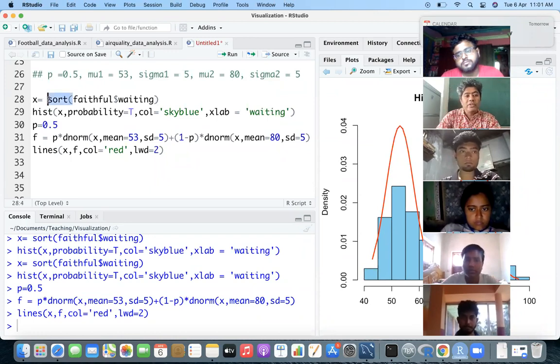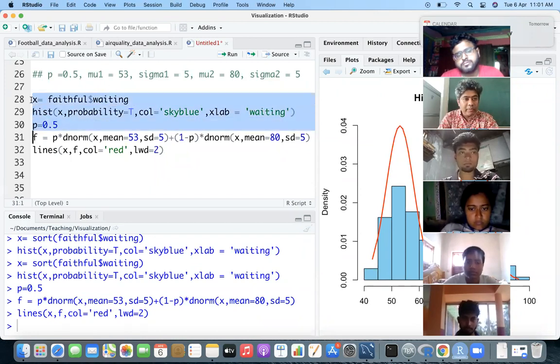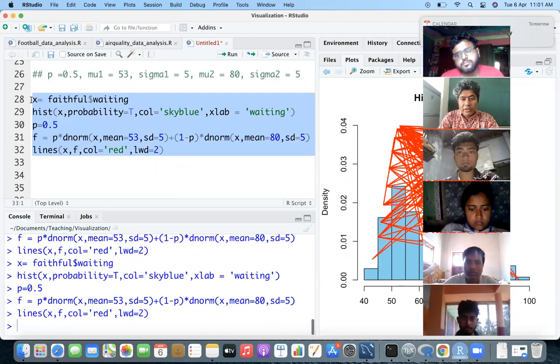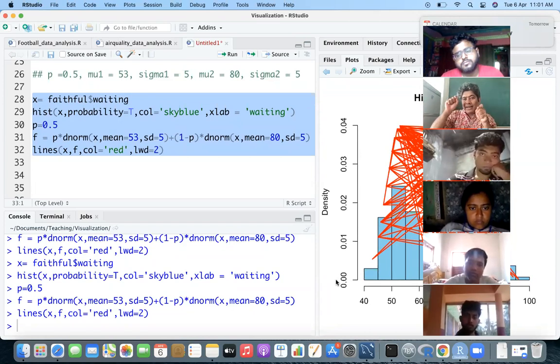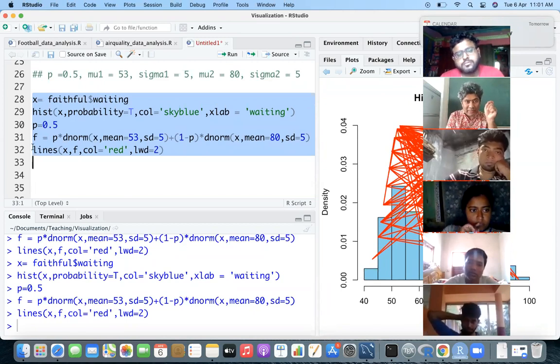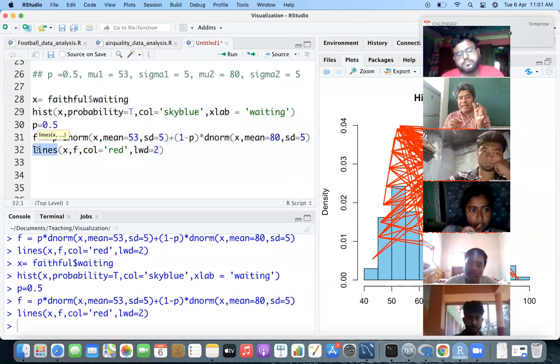The question is, why are we sorting? If you don't sort, the problem we typically face is this. First it gets a value here, then in your data another value is there, so it just takes this density and that density and tries to draw a straight line. When I use the lines command, it basically takes two consecutive points and draws a straight line between them.